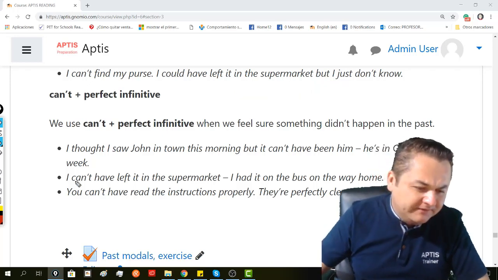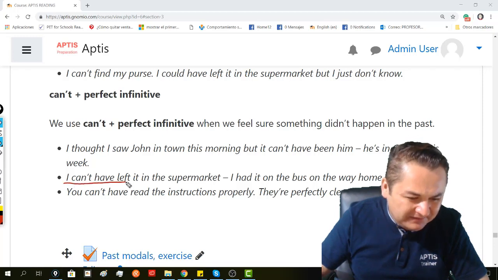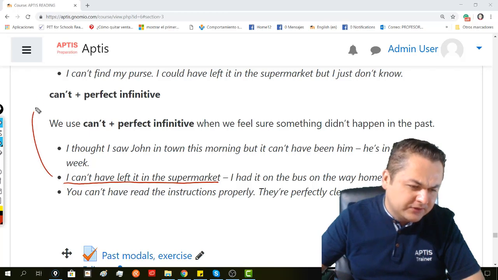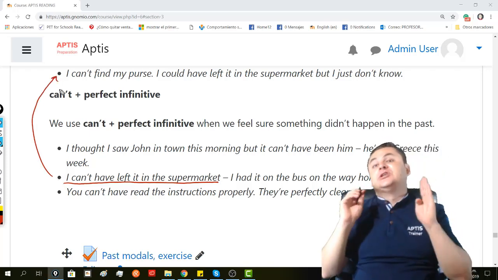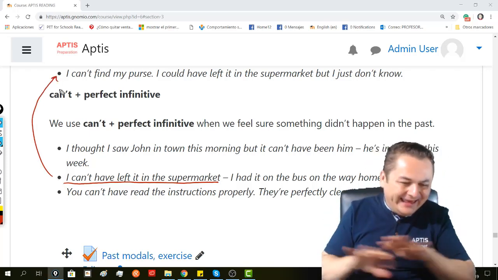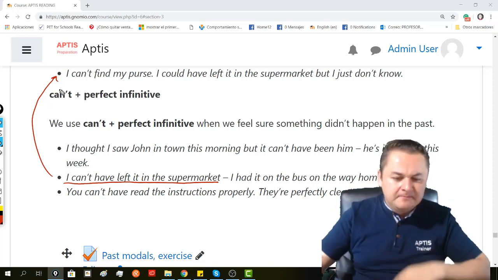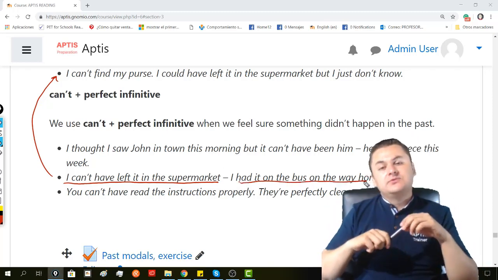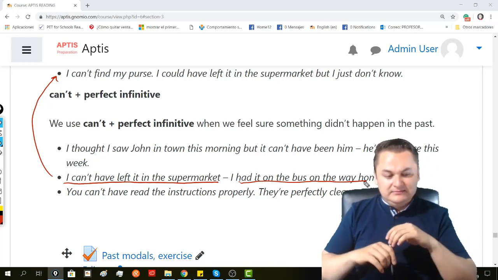Then we have here, for example, I can't have left it in the supermarket. The person is talking about this purse. The person is sure about this. I can't have left it in the supermarket. I had it on the bus on the way home. So the person is sure about that.